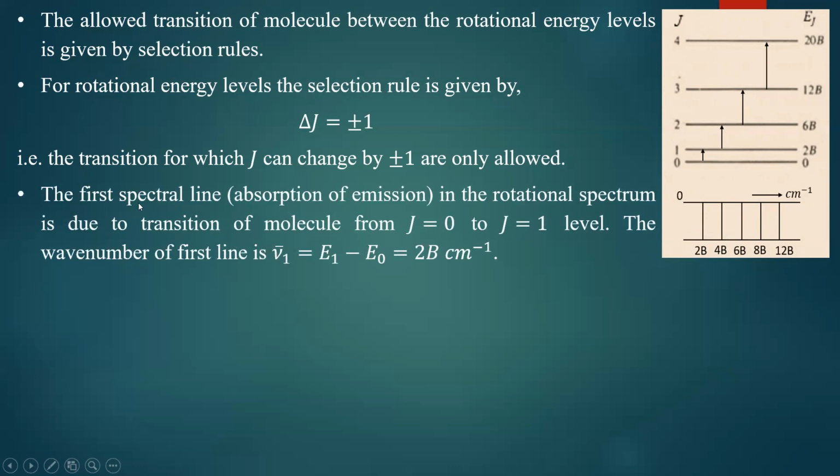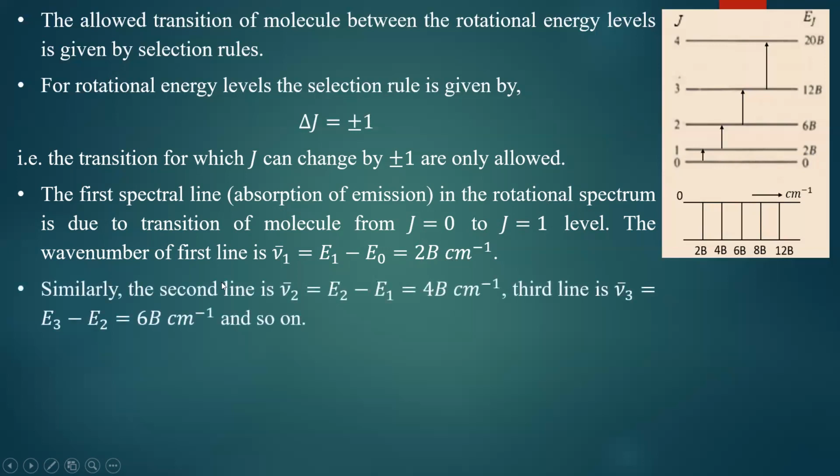Now we'll find out the wave numbers of the lines. The first spectral line in the rotational spectrum is due to the transition of the molecule from J equal to 0 to J equal to 1 level. This is absorption. Then the wave number of the first line is equal to the difference between energies, that is E1 minus E0. What is E1? It is 2B. What is E0? E0 is 0. You will get the wave number of the first line as 2B centimeter inverse.